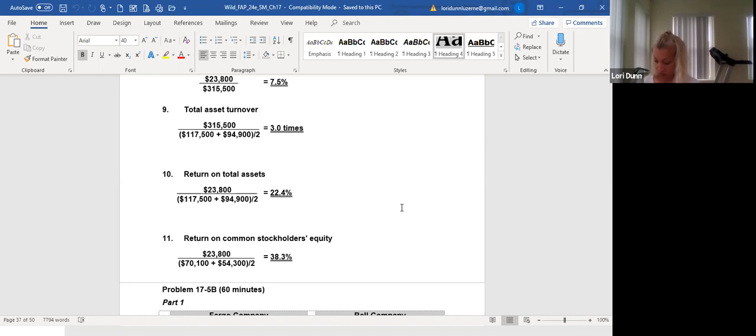Here's what they want us to do. Compute these 6 ratios: current, acid test, accounts receivable turnover, inventory turnover, days' sales in inventory, and days' sales uncollected. So those are our liquidity and efficiency ratios. And notice it says round to 1 decimal place. Make sure you read those instructions.